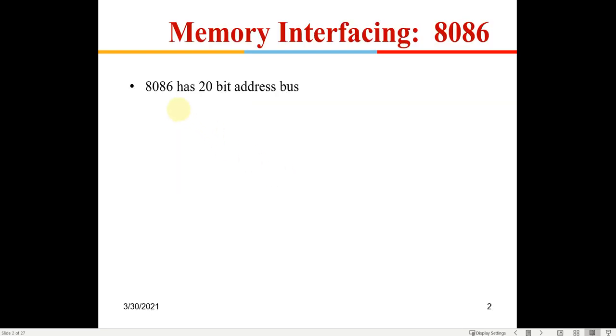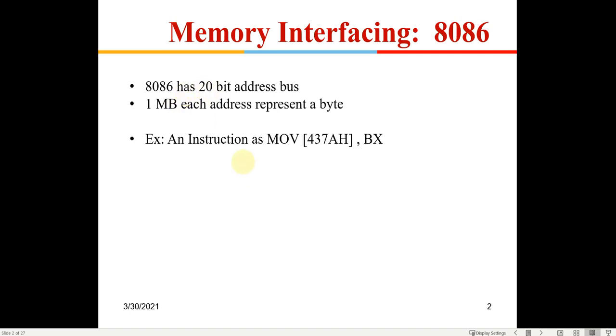Okay, as we know, 8086 has a 20-bit address bus, so 1 MB can be the total memory which can be connected. 1 MB of individual 8-bit data can be connected to the 8086 address bus. But they are divided into odd and even banks. For example, if you write an instruction as MOV 437A, BX, then now it's a word, it's not a byte here, because the register is BX.